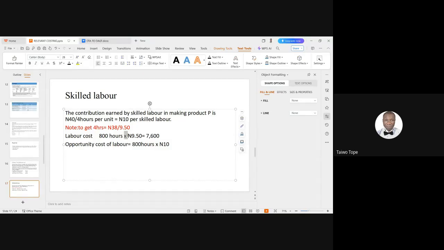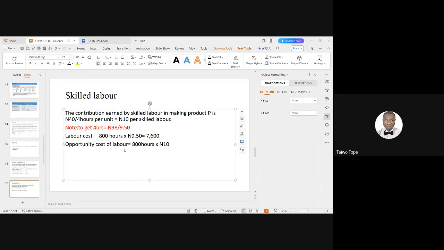What will be the sacrifice you are making? You'll be making a sacrifice of what? Of 10 naira, because there's a decision you have to make between two issues. Either you move this skilled labor to help in the production of the new product, or you leave them. If you should leave them, what will happen?